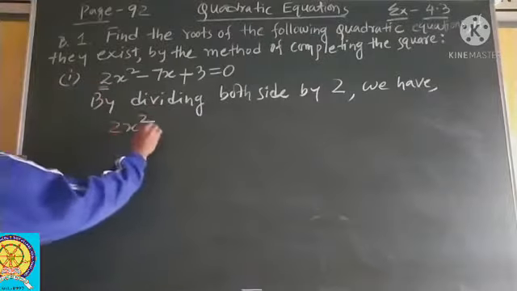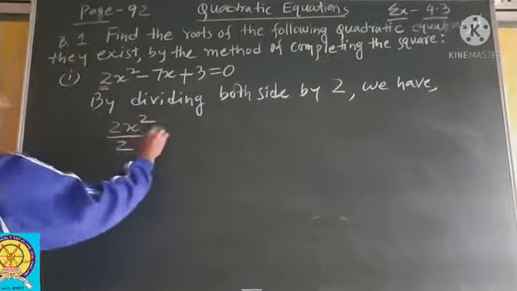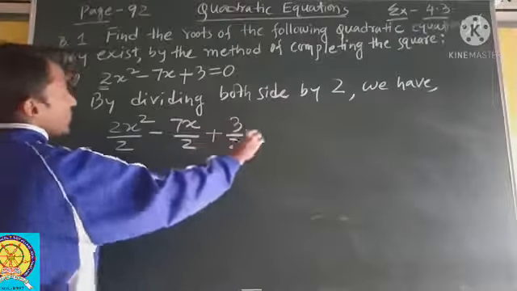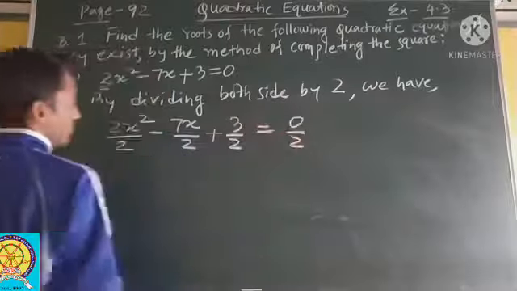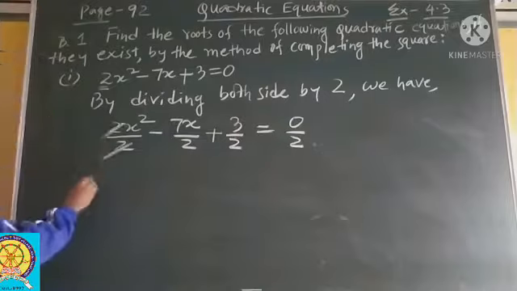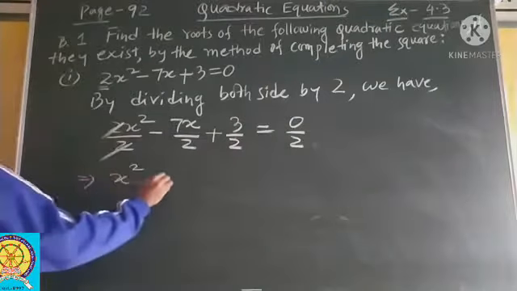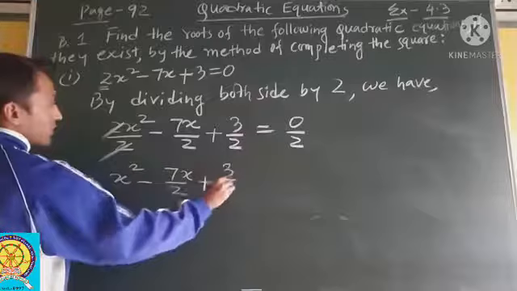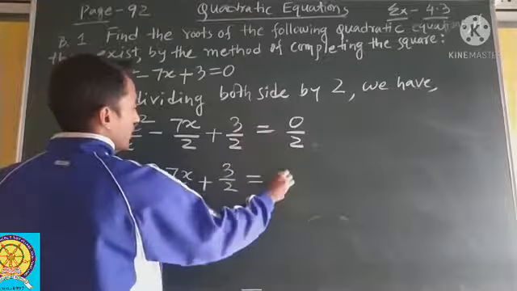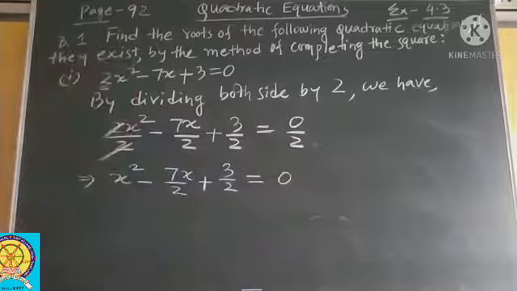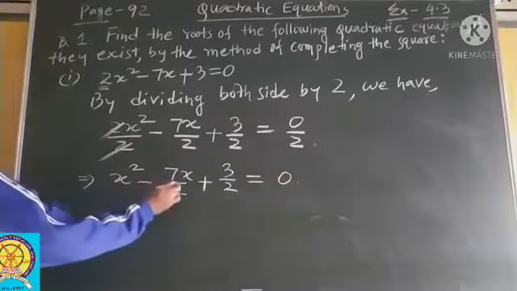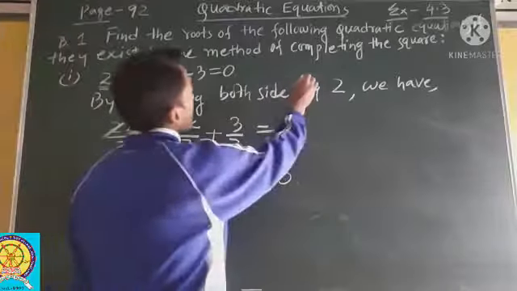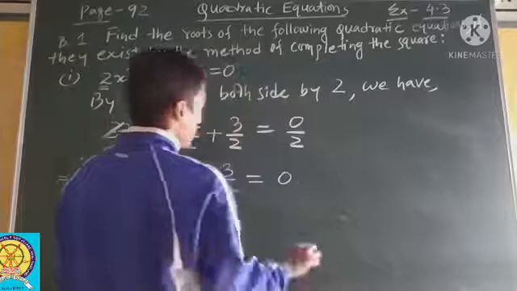So 2x squared by 2, minus 7x by 2, plus 3 by 2 is equal to 0 by 2. 2 by 2 is 1. We will get what? x squared minus 7x by 2 plus 3 by 2 is equal to 0 by 2, which is 0. So now you see x squared minus 7 by 2 x plus 3 by 2 is equal to 0. So you have to use the method of completing the square.